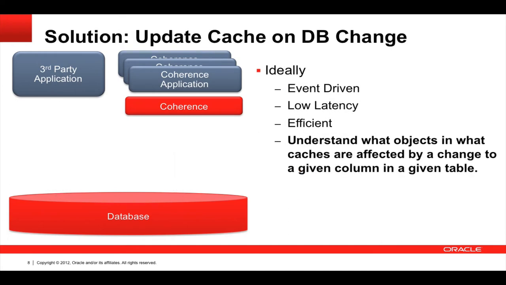So our solution, of course, would be if we could have some way to get the changes from the database into Coherence, and ideally, of course, that would be event-driven. So as it happens, we'd like it to be fast, so that we have as little latency as possible between database changes and Coherence seeing the change, and we'd like it to be as efficient as possible, keeping the CPU load low. The real challenge here is understanding what objects in the Coherence cache to update when the database data is changed, and that's kind of a missing piece here. And so what we're looking for is something that when the third-party application does an update, we can pump that change right up into Coherence as fast and efficiently as possible, somehow knowing what a database change means to the Coherence cache.